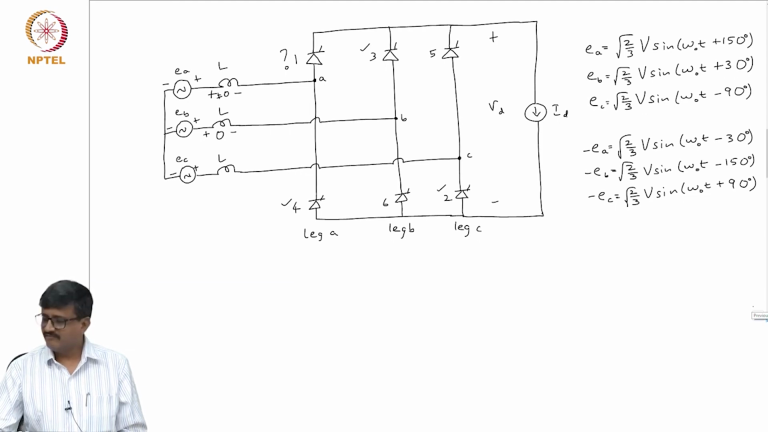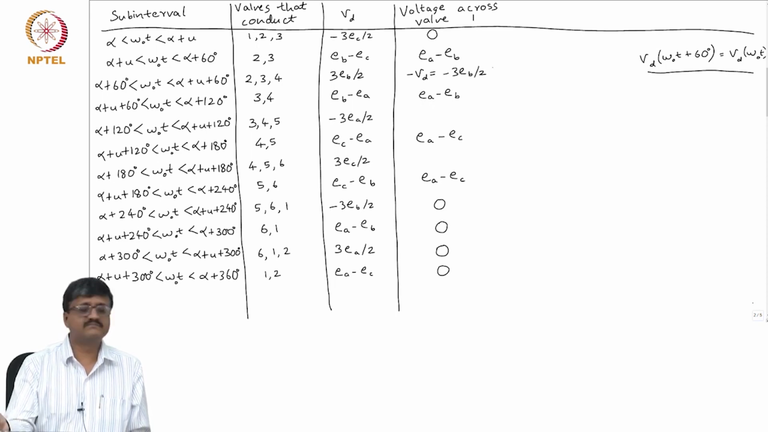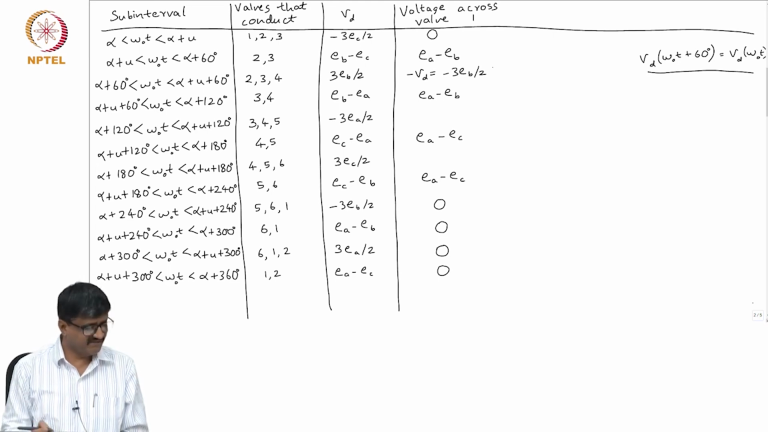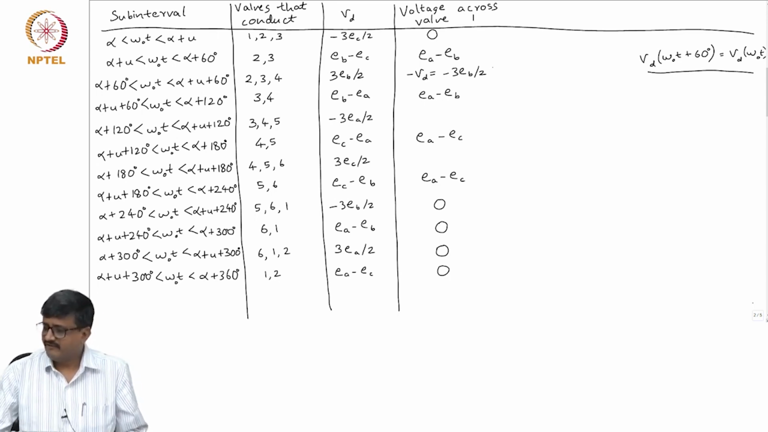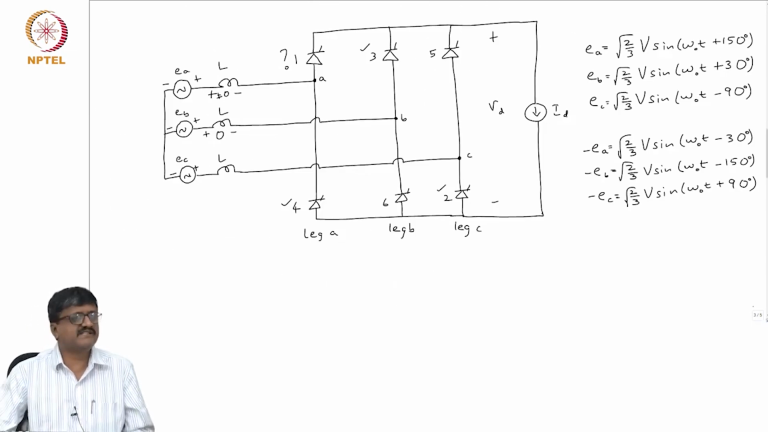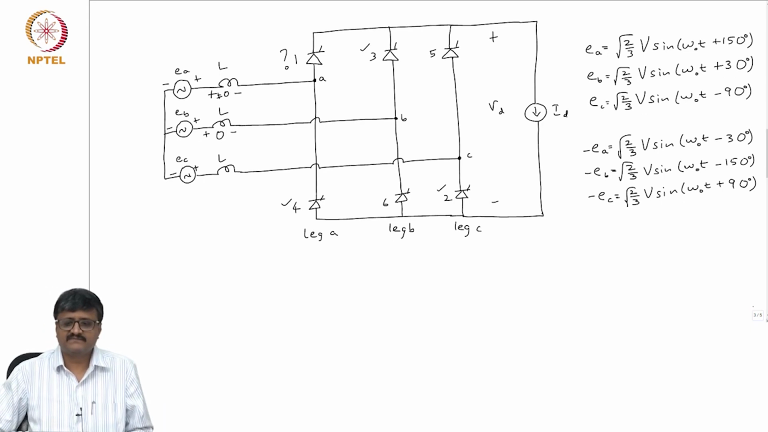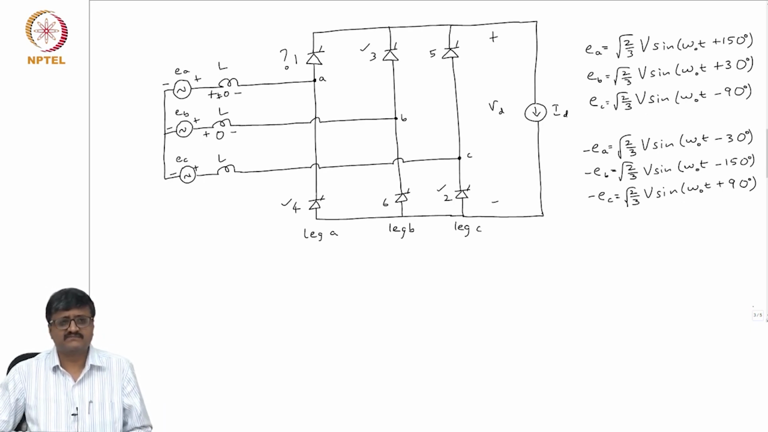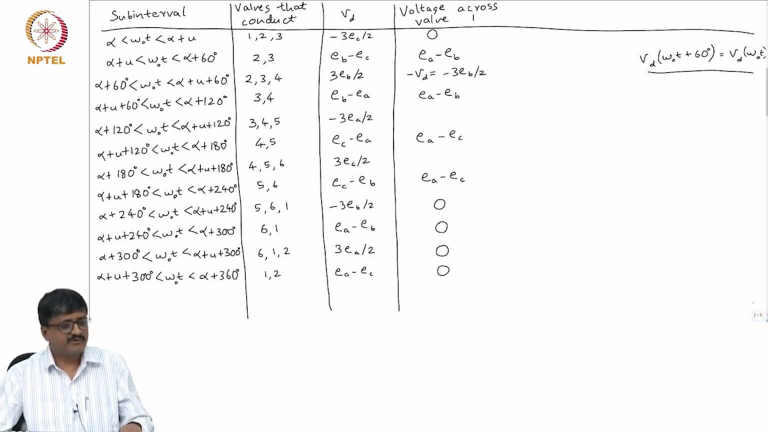Is that fine? I need not do any derivation. I can just say it is minus VD, which happens to be minus 3 EB by 2. So, if I want it in terms of EA, EB, EC, it is minus 3 EB by 2. Is that okay? I need not do any further derivation. I am simply expressing the voltage across valve 1 in terms of VD: when 4 is conducting, it is minus VD. Okay, now let us go back to the table.